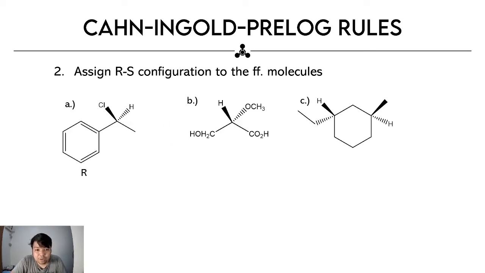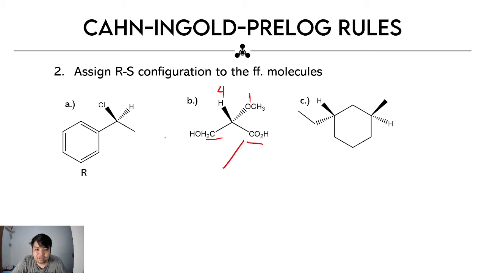Now let's try to assign priorities to this one. So H. Obviously H is the lightest among the atoms directly attached to the tetrahedral carbon here. So this will be number 4. And we know that oxygen is heavier than carbon in terms of atomic mass. So this will be number 1. So both of these atoms here will compete for the priority numbers 2 and 3.